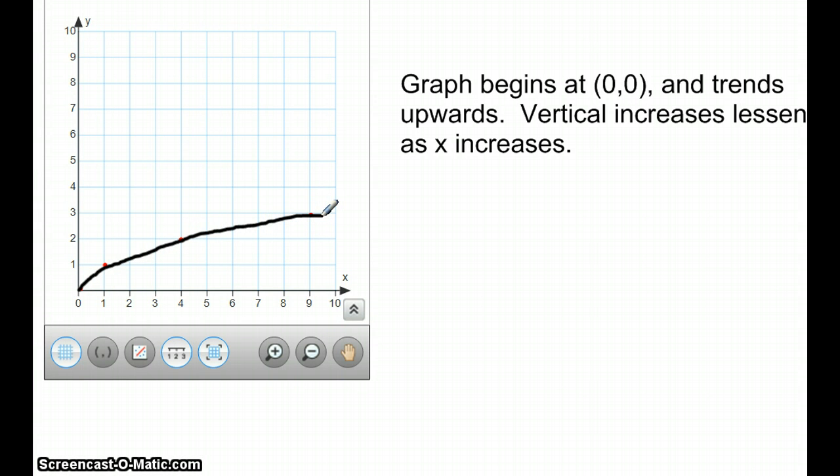The graph begins at 0, 0, and it trends upwards. Okay, you can see that the vertical increases tend to lessen as y increases. That means it's not going up as much vertically towards the end of the graph as it was at the beginning of the graph.